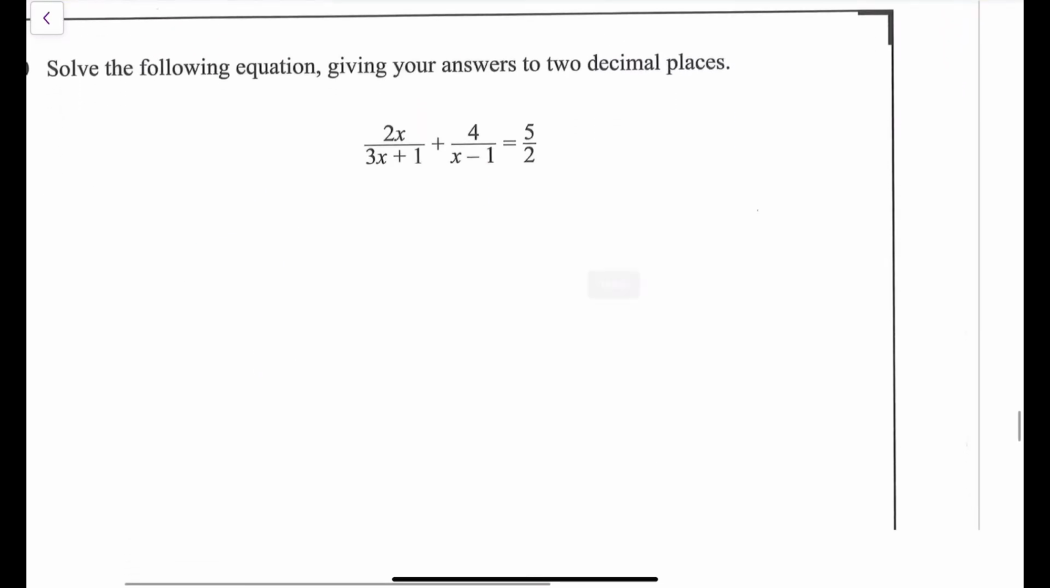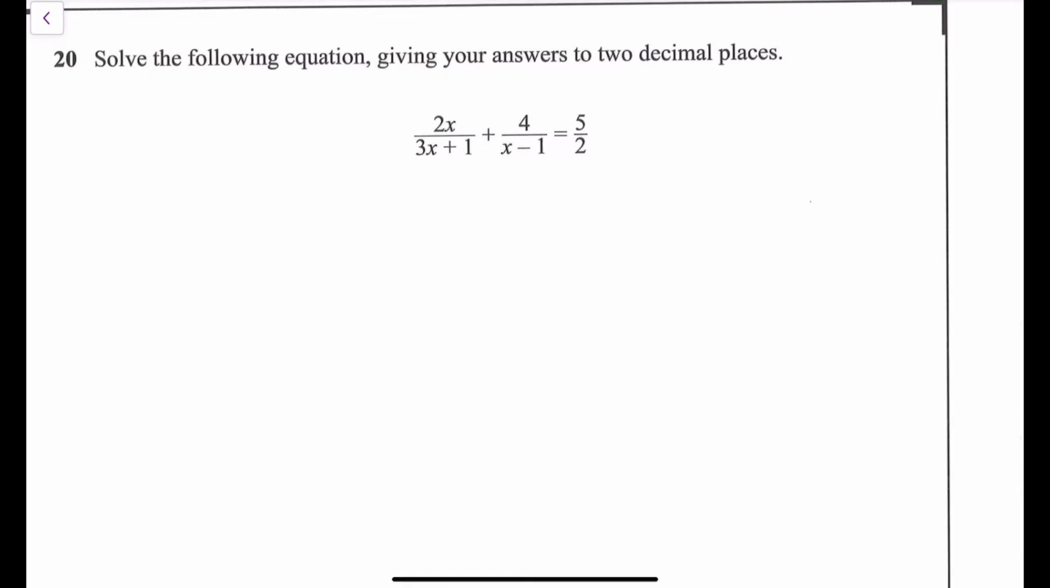Okay, question 20, another lovely algebra question. Solve the following equation and give your answers to 2 decimal places. Right, this is one which is going to lead to an algebraic fraction, which is going to lead to a quadratic. So what we do is take a common denominator. Before we do that, let's just explain why this is what we're doing.